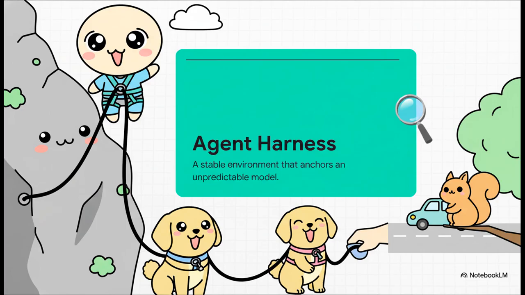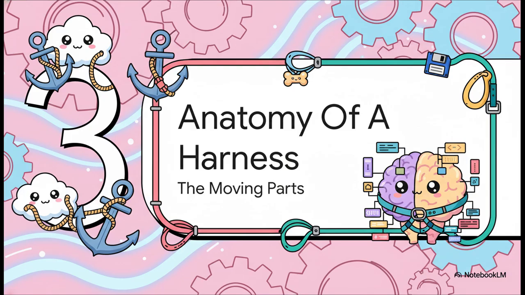Let's make this highly technical concept super concrete with a couple of physical analogies. Think about mountain climbers. They use a physical harness to anchor themselves to a stable rock face, right? So they literally can't fall off the mountain. Or think about taking your dog for a walk. You use a leash, which is a type of harness, so your dog doesn't suddenly dart into traffic or chase a squirrel 3 miles down the road. An agent harness does the exact same thing, but for a language model. It ties an unpredictable, highly creative intelligence to a rigid, deterministic environment, so it simply can't drift off into hallucination land.